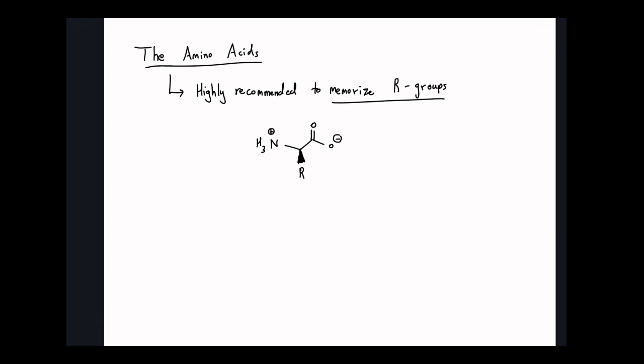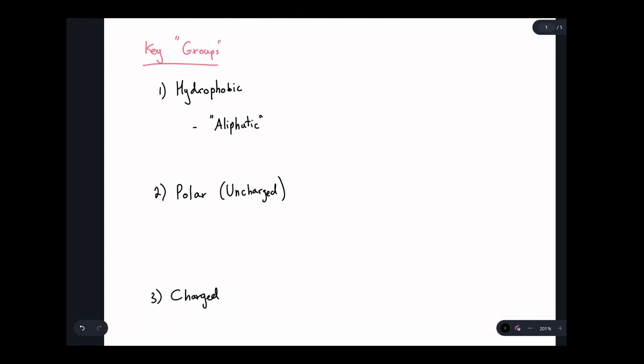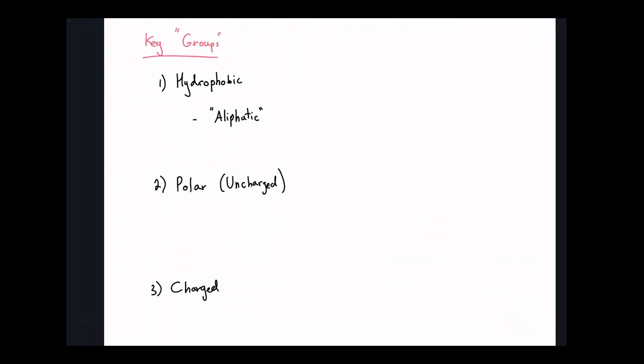So without further ado, again, the amino acid has an R group at the alpha carbon, and changing that R group is what changes the amino acid. So you're always going to see this backbone. Now let's take a look at how we can group the amino acids. In total, there are 3 key groups I want you to be paying attention to.